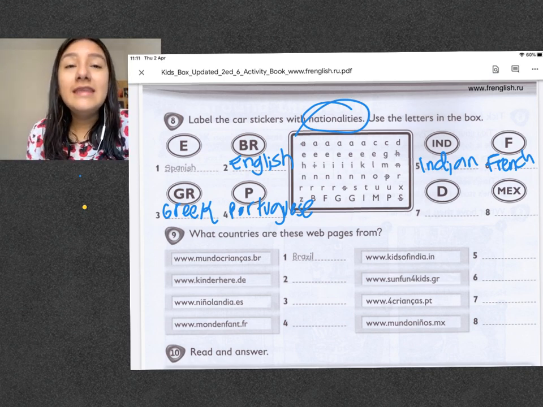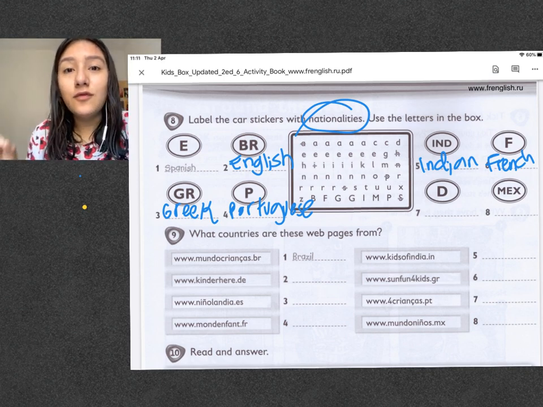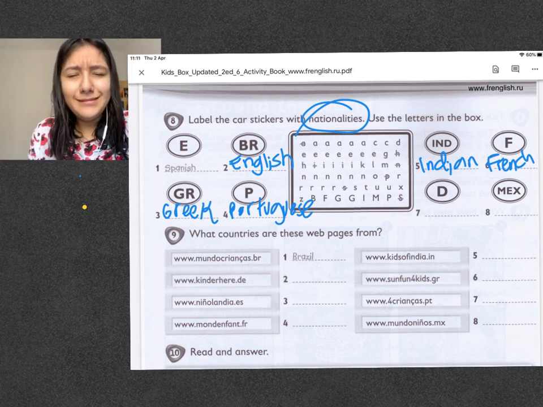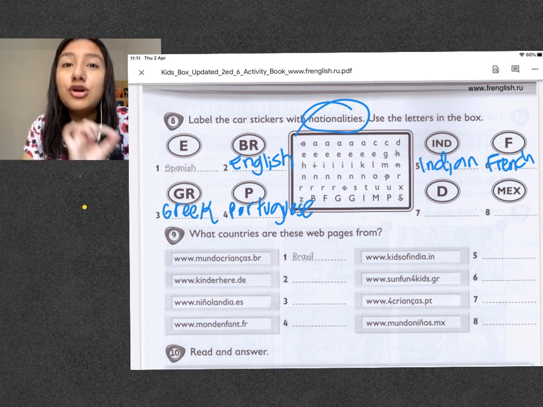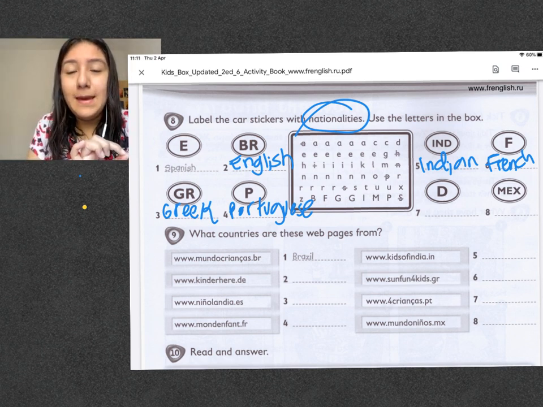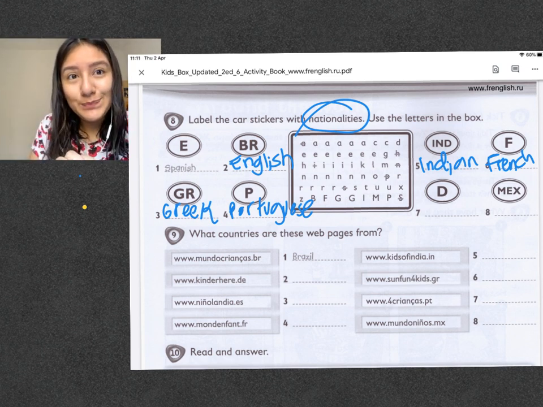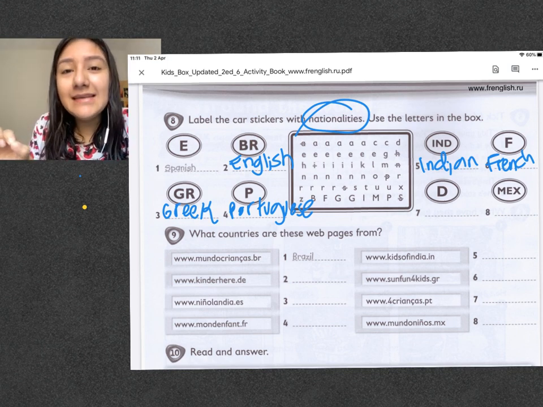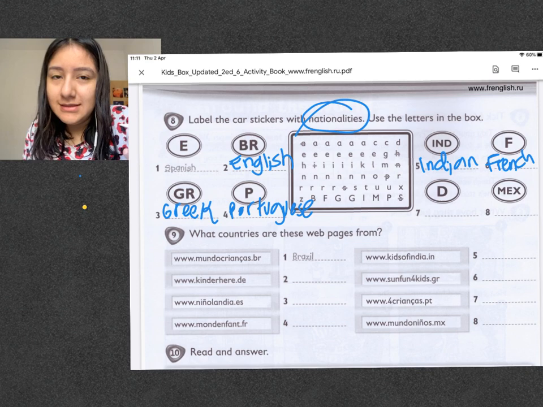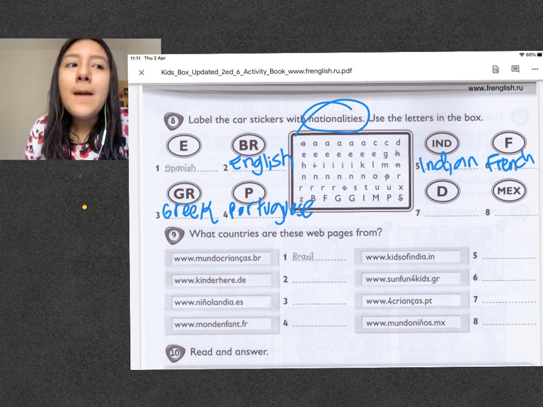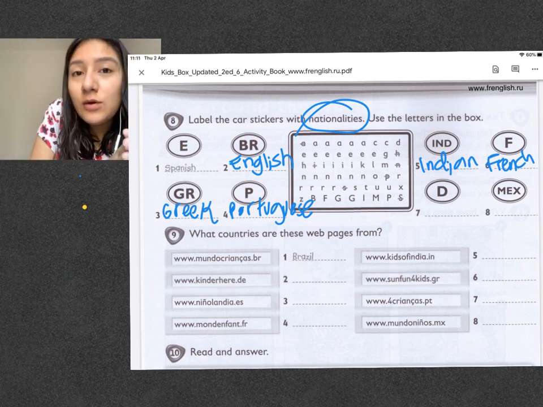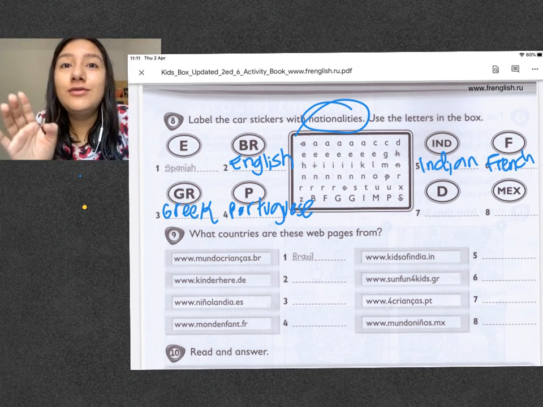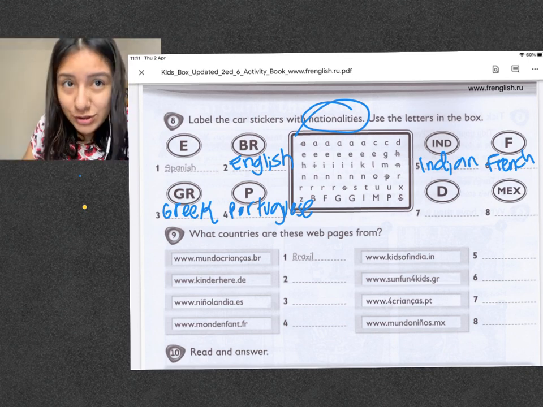And, well, the D stands for Deutschland. Okay, Deutschland is Germany, but in German. So the D stands for Deutschland, which is Germany, but the nationality would be German, right? If you want to know it in German, it's Deutsch.